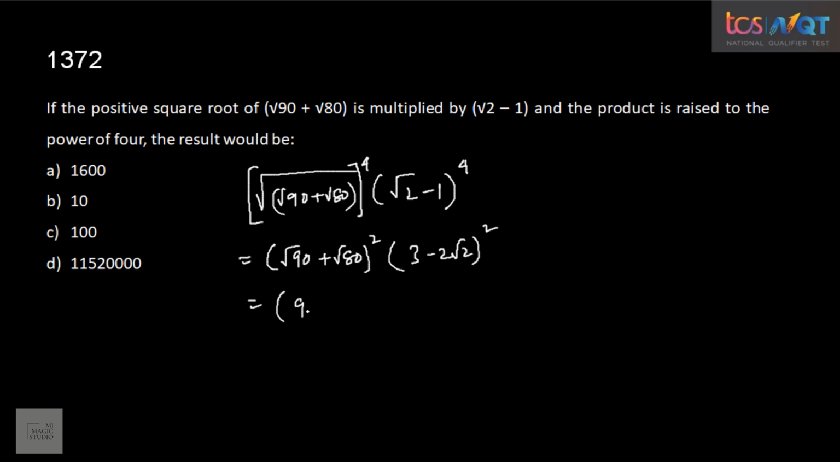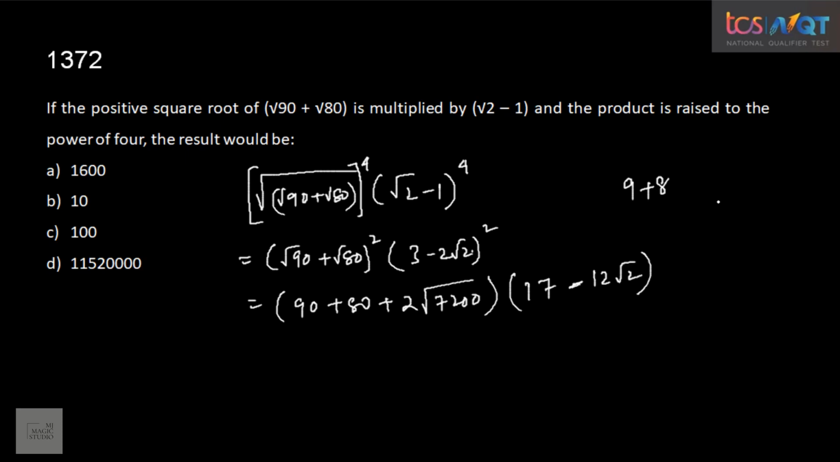So this would be 90 plus 80 plus 2 into root over 7200 into 9 plus 4 into 2 is 8, 17 minus 3 into 2, 6 into 2, 12, 12 root 2. Now root 7200 is 3600 into 2, that is 60 root 2. So it would be 170 plus 120 root 2 into 17 minus 12 root 2.